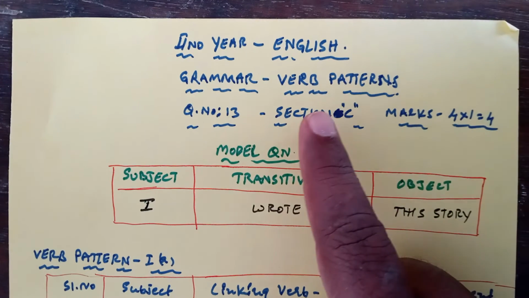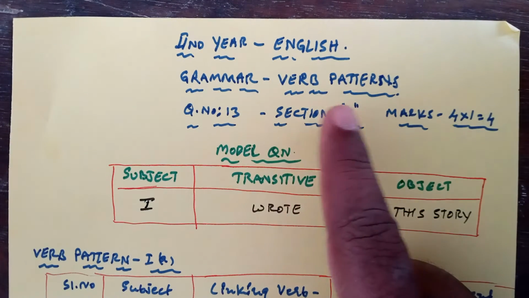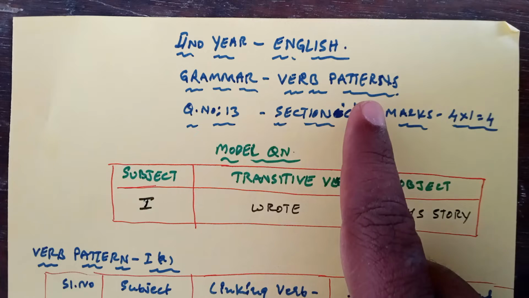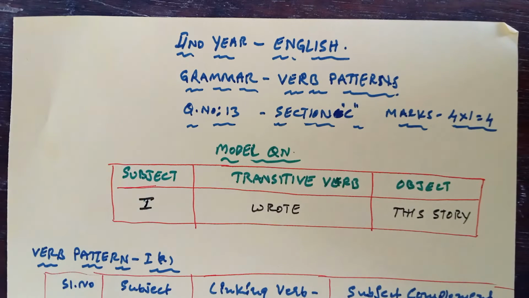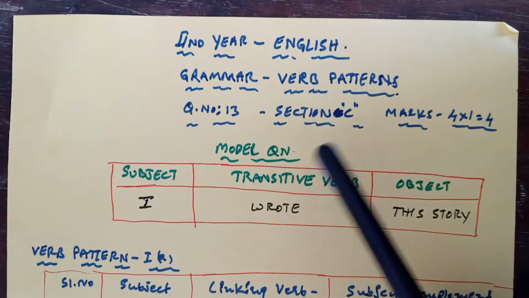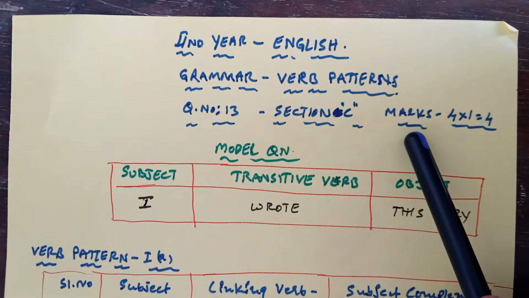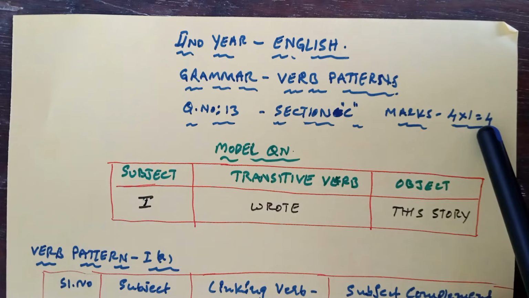Second year English grammar, verb patterns. This particular topic goes with question number 13, section C, 4 marks.